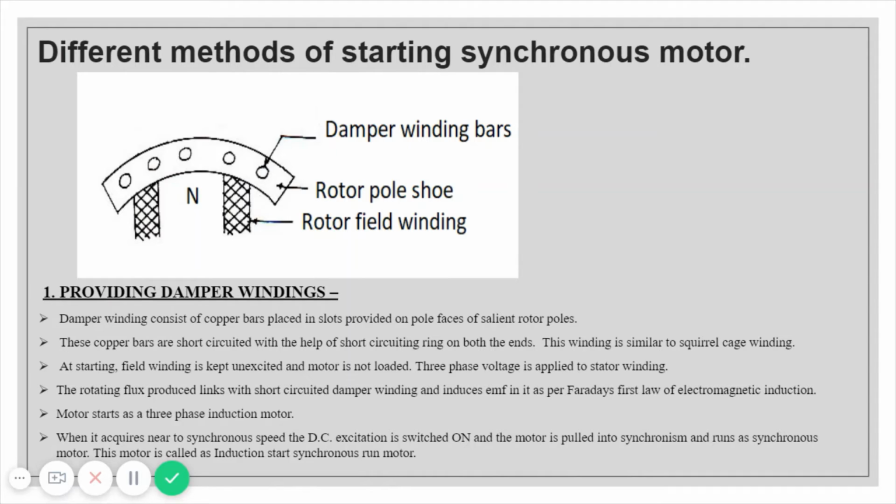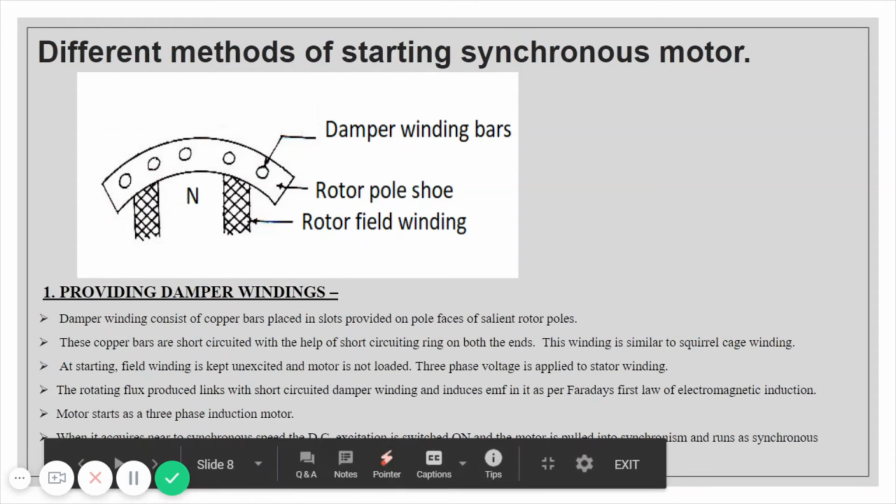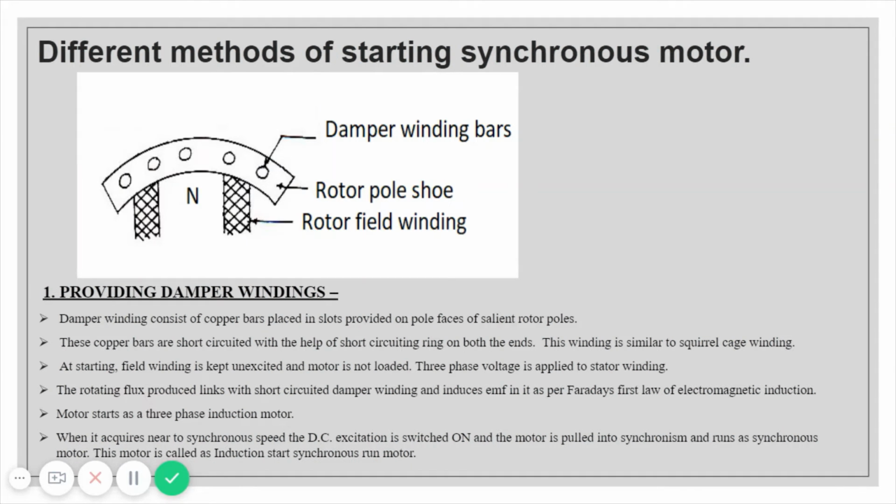When it acquires near synchronous speed, the DC excitation is switched on and the motor is pulled into synchronism and runs as a synchronous motor. This motor is called an induction start synchronous run motor.